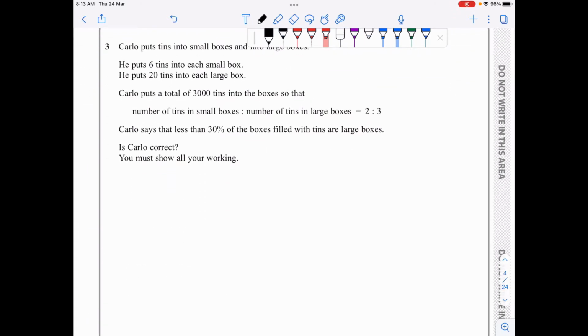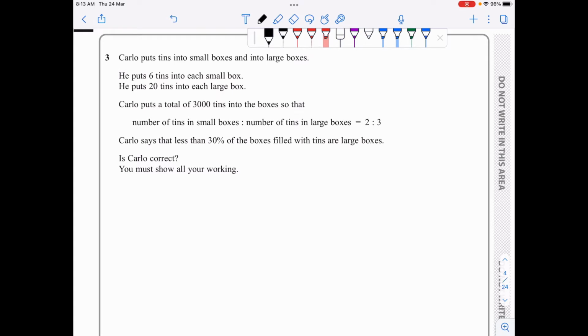Number 3, Carlo puts tins into small boxes and into large boxes. He's putting 6 tins into each small box, and he puts 20 tins into each large box. Now he puts a total of 3,000 tins into the boxes, so that the number of tins in small boxes to the number of tins in large boxes is 2 to 3, and then claims that less than 30% of the boxes filled with tins are large boxes. We need to determine whether Carlo is correct.